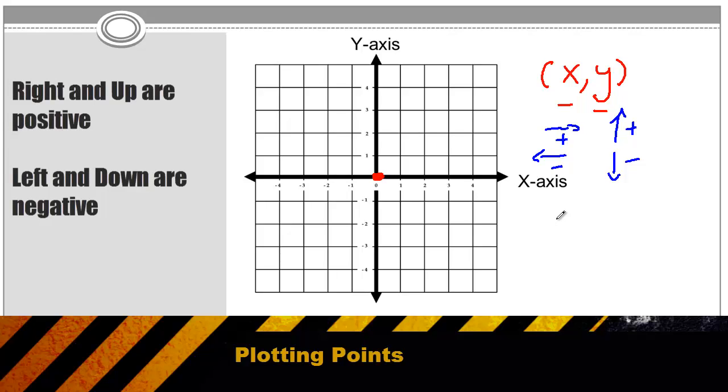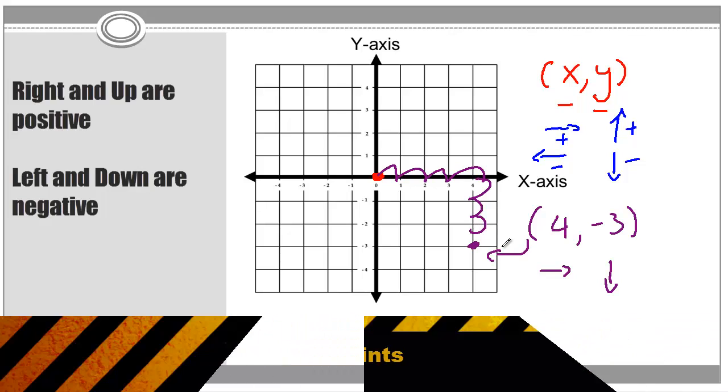So if I were to plot the point 4, -3, that would mean my point is going to be 4 to the right from the center of the chart and down 3 from the center. Or right 1, 2, 3, 4, down 1, 2, 3. So that's my point right there, 4, -3.